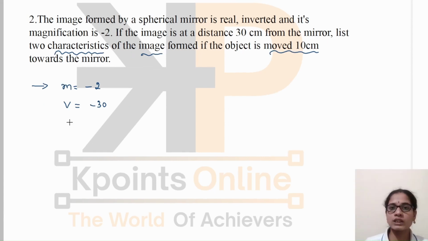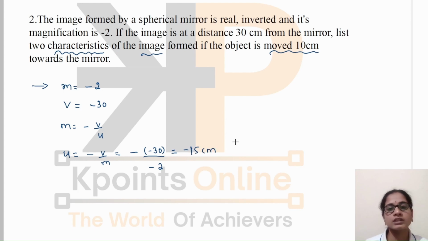Now we have to find out the object distance. We know that m is equal to minus v upon u. So u will be minus v by m. It comes out to be minus 15 centimeter. So the object was first at 15 centimeter from the mirror. Now if we are moving the object 10 centimeter towards the mirror, then where will be the position?